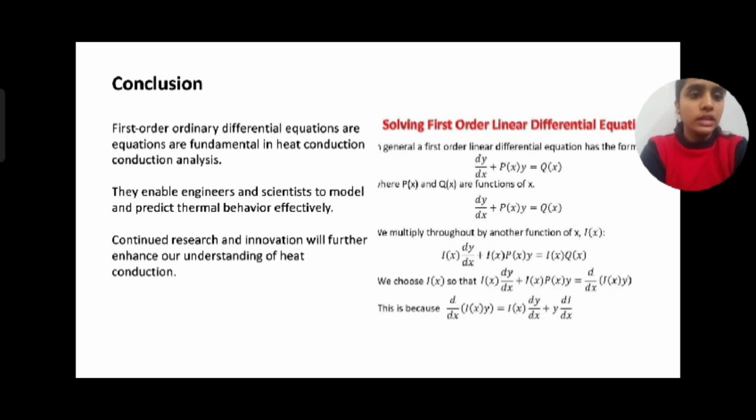We multiply throughout by another function of x, I(x): I(x) dy/dx + I(x)p(x)y = I(x)q(x). We choose I(x) so that I(x) dy/dx + I(x)p(x)y is equal to d/dx of I(x)y. This is because d/dx of I(x)y is equal to I(x) dy/dx + y dI/dx.